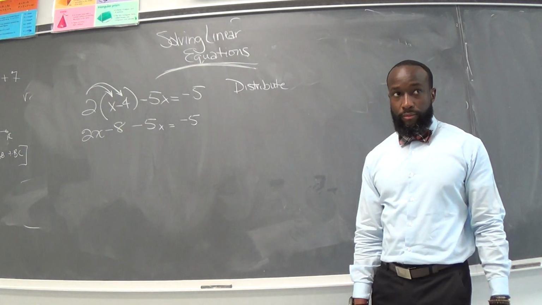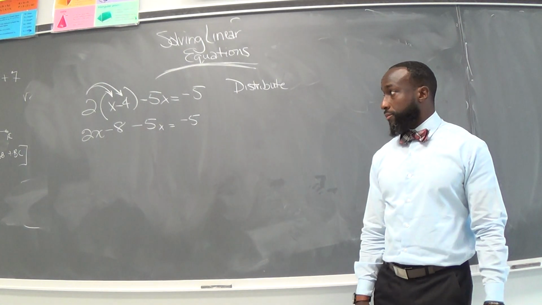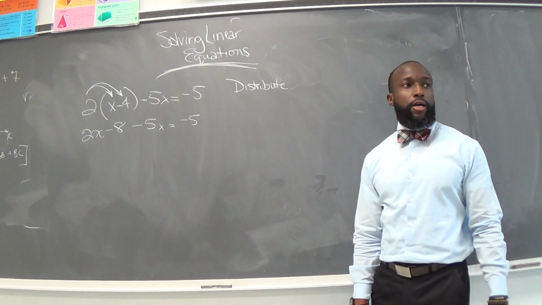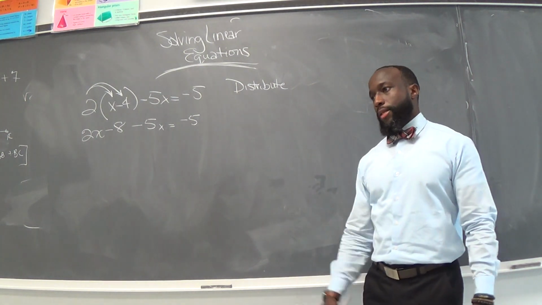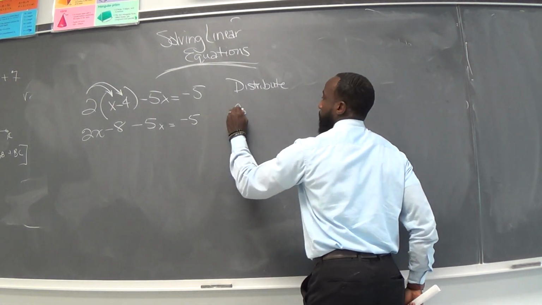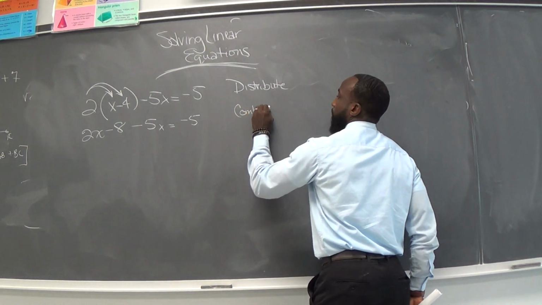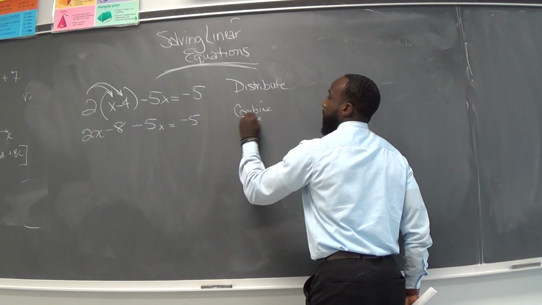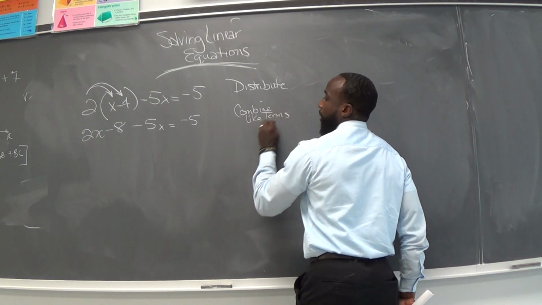Next, Jalen, what do we need to do? Put with the 2x and negative 5x. What's that called? Combine like terms? That's what we're going to do next. Next thing we're going to do is combine like terms.